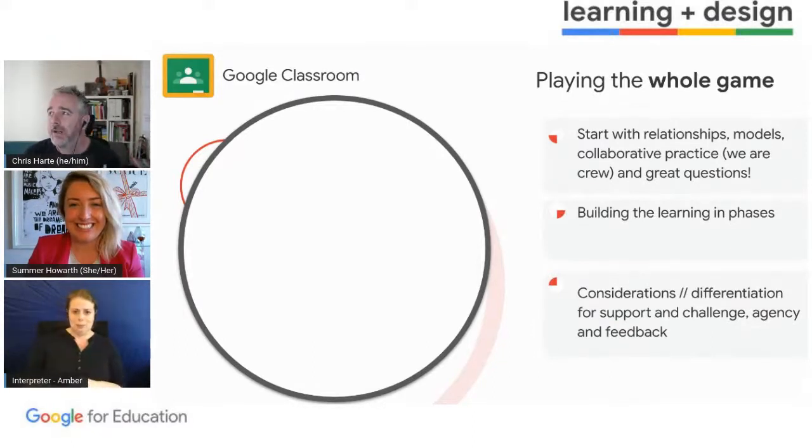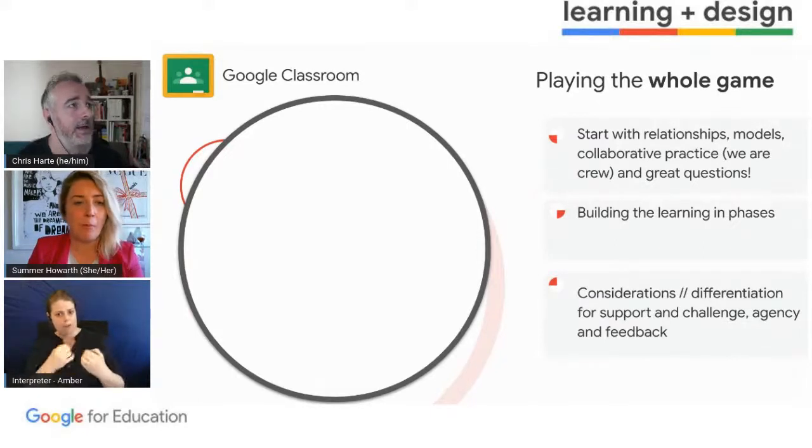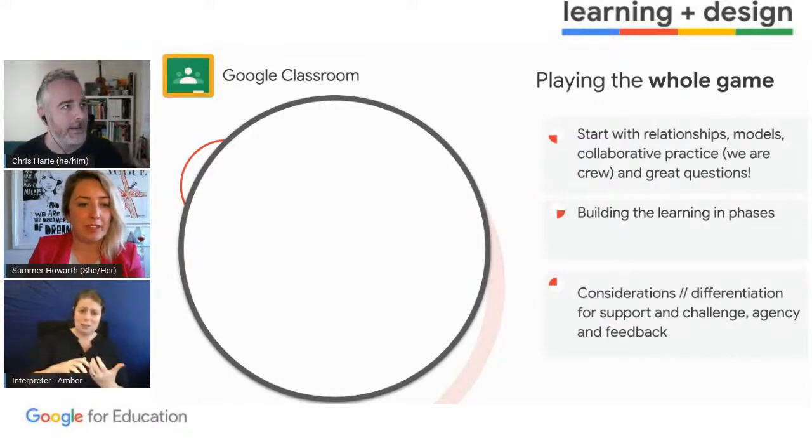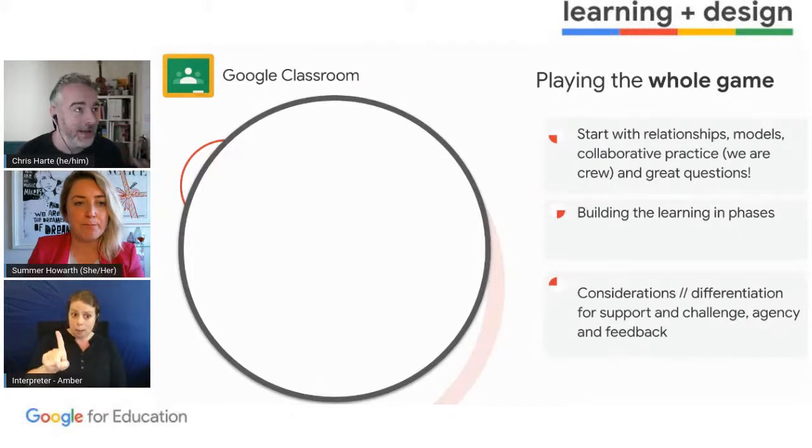We're looking at building the learning in phases and also the considerations, as we always do, differentiation for support and for challenge, agency, and also feedback. So this whole game of learning design is super complex. We're just going to say that. It doesn't have to be complicated. And that's why we're going to use a model to help us to uncomplicate it. But we have to accept and enjoy, in fact, that it's actually quite a complex process.